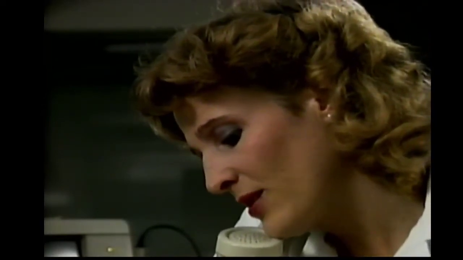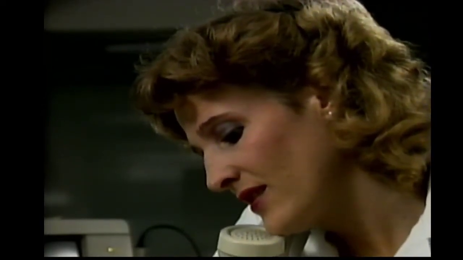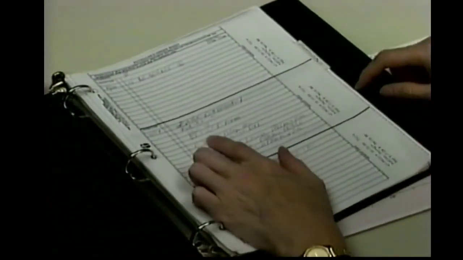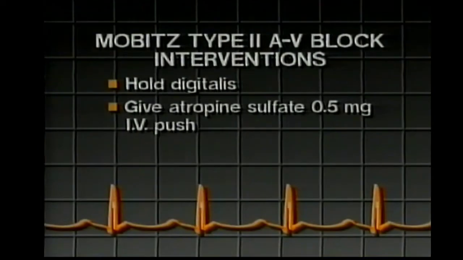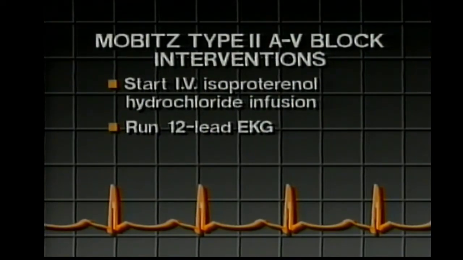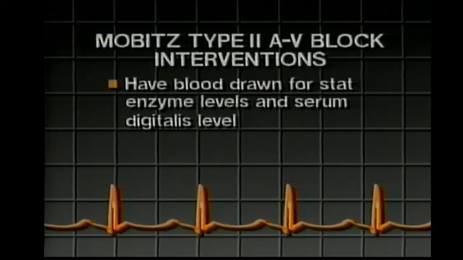The nurse suspects the cause may be digitalis toxicity, possibly because of poor renal clearance. But the block could also be caused by worsened myocardial disease. The nurse receives orders to hold the digitalis and give atropine sulfate 0.5 milligram by IV push. If needed, she may start an IV isoproterenol hydrochloride infusion. She is to run a 12-lead EKG and have blood drawn for STAT enzyme levels and a serum digitalis level.